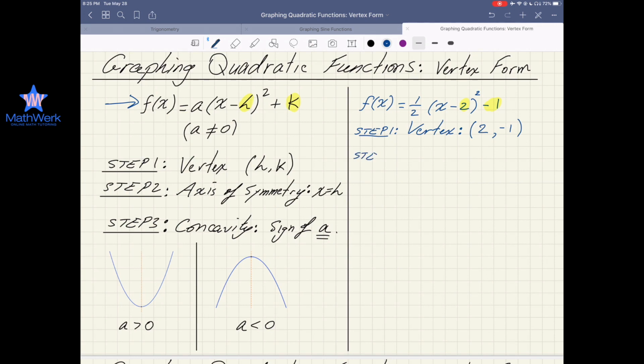In step 2, we write down the axis of symmetry. There is a symmetry over a vertical axis that the graph can fold over. And that equation is given by x equals the x coordinate of the vertex, which is 2 in this case. So x equals 2 is the axis of symmetry.